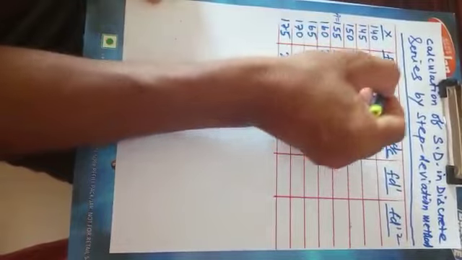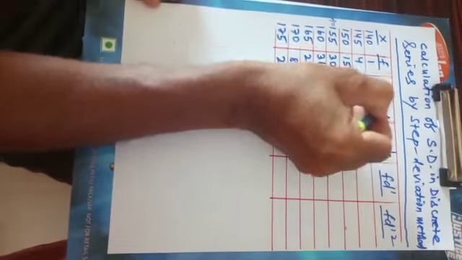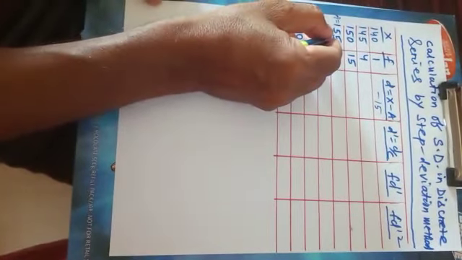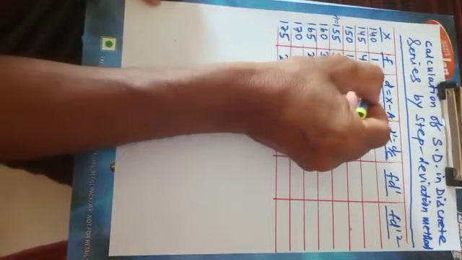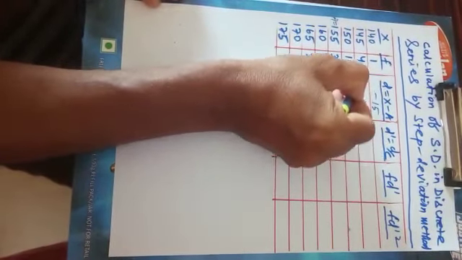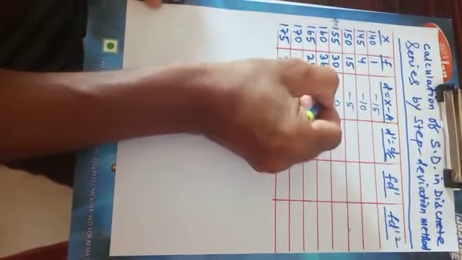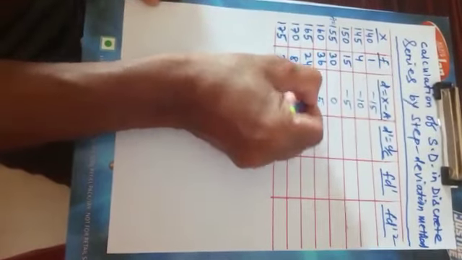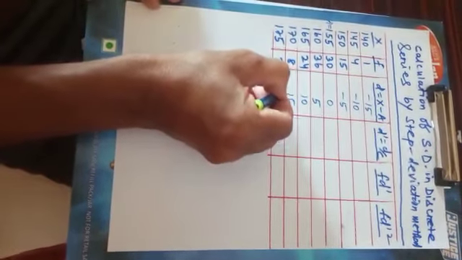So it comes minus 15. Then 145 minus 155, it comes minus 10. Then it will be minus 5, it will be 0, it will be plus 5, plus 10, plus 15, plus 20. Deviations we have found out.